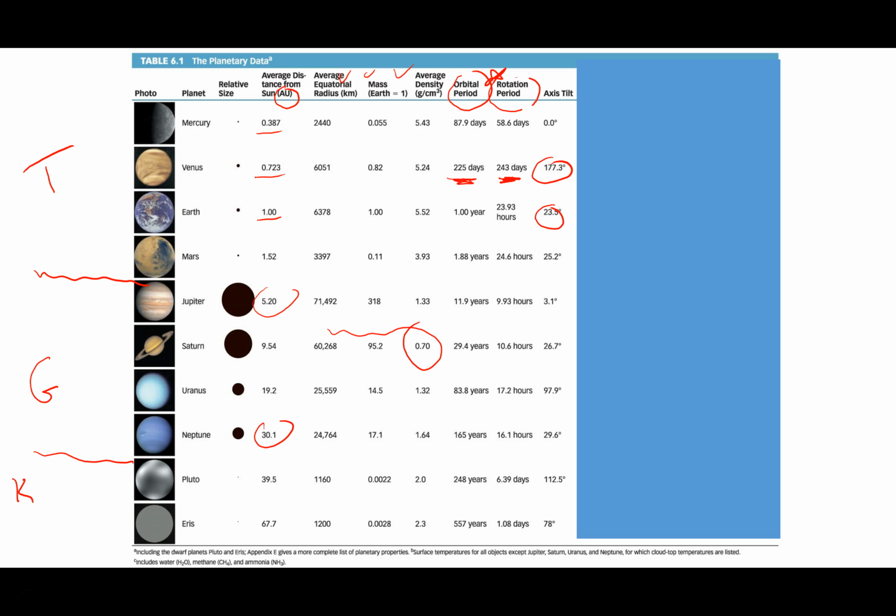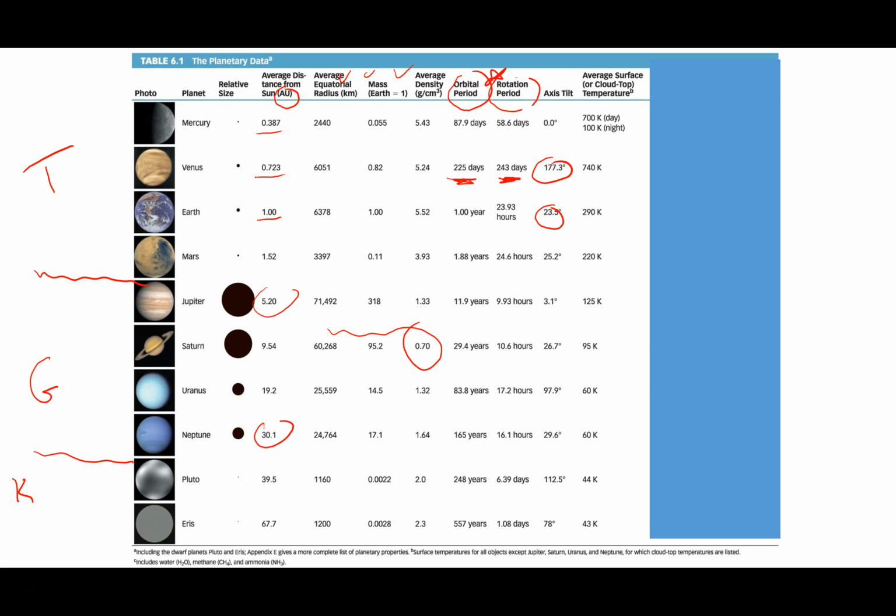Mars is tilted kind of similar to Earth. Oh, here's one. Uranus, what's its tilt? Yeah, 97. So what's that kind of like? On its side, yep. That's what Uranus is.